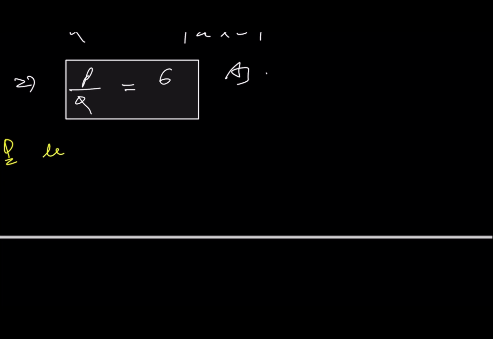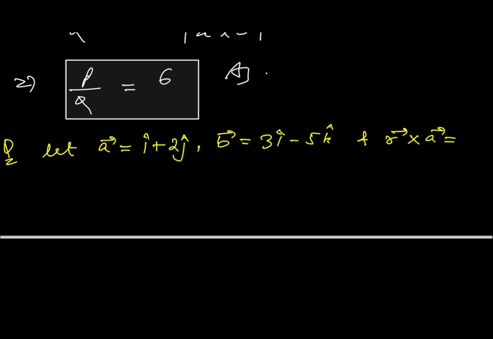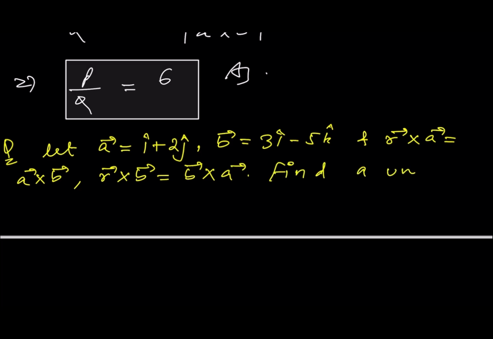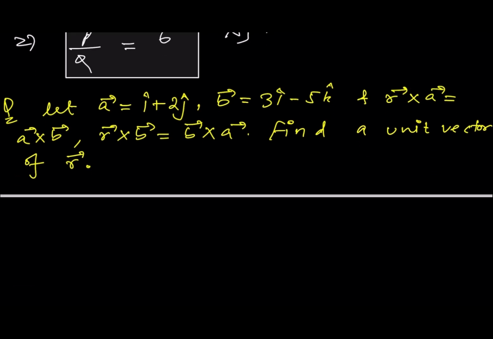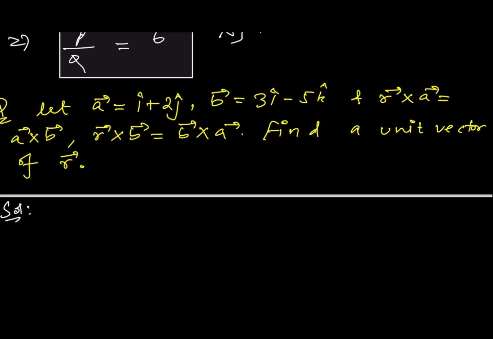The question is, let vector A be equal to i plus 2j, vector B be equal to 3i minus 5k, and R cross A is equal to A cross B, R cross B is equal to B cross A. Find a unit vector of vector R. So students, what we need to find in the given question, we need to find R cap, right? So we need to find R cap.